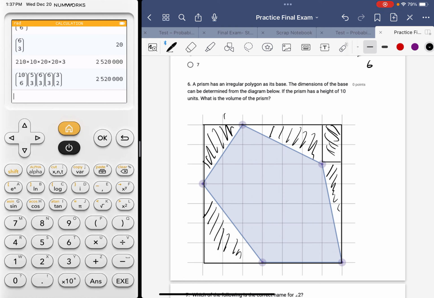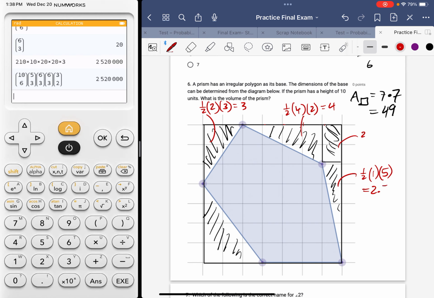In total we have 7. So the area of the rectangle is 7 times 7, so the whole rectangle has an area of 49. This first triangle: half the base times the height, half of 2 times 3, is equal to 3. Half of 4 by 2 is equal to 4. This one's just 2. Half of the base, which is 1, times the height of 5, so that's 2.5. And half of 4 by 3 is equal to 6.